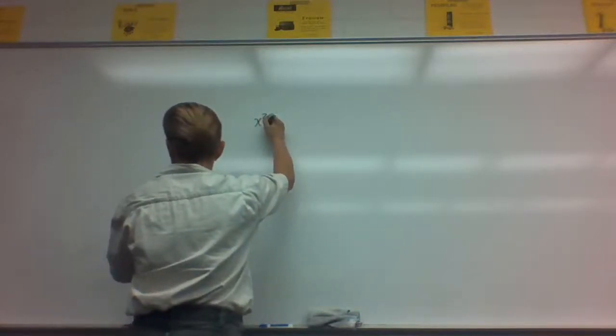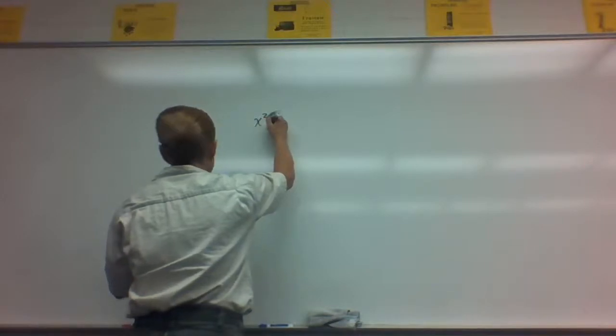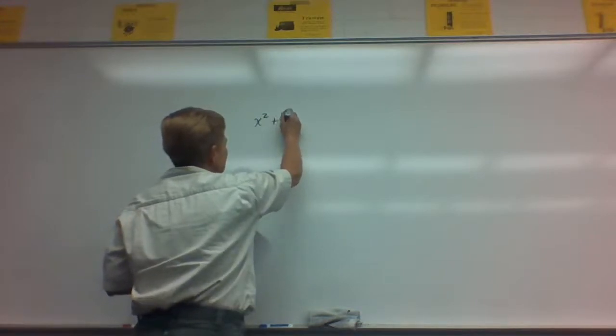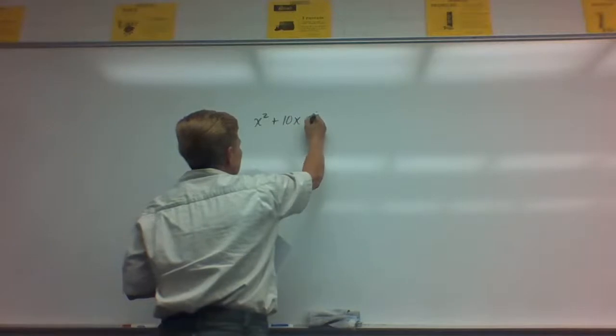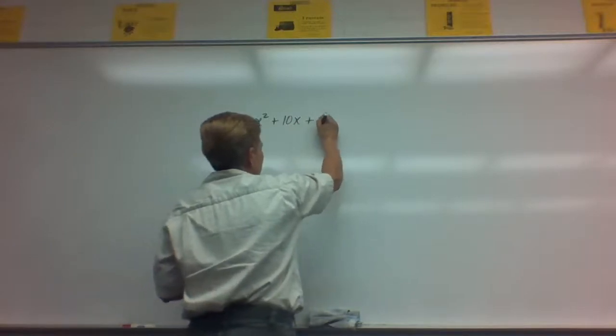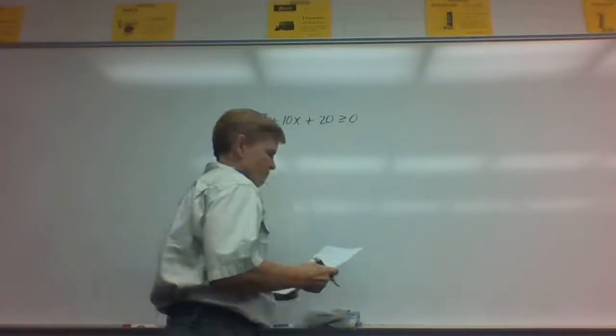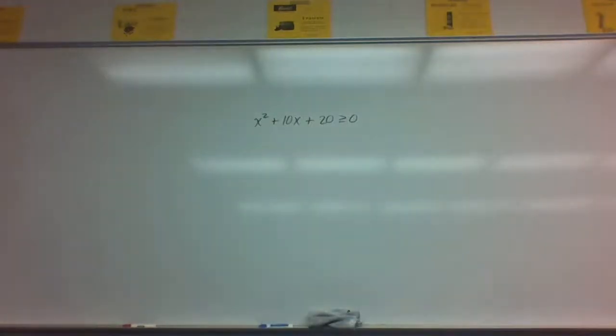X squared. Hang on a minute. No, that's not right. X squared plus 10x plus 20. I don't know. Greater than or equal to 0. So what do you do? I don't think that's what I want. Because if you graph that, why don't you graph that? Because that's probably not a very good made-up problem. Graph that and see what you get.